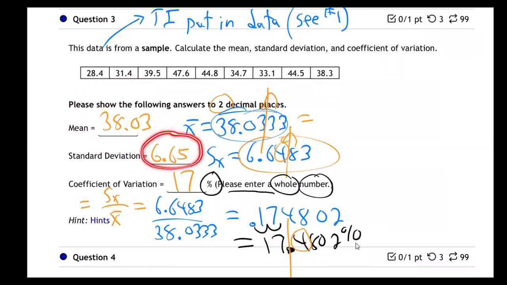The standard deviation is the average spread. It's how much the data spreads out. And this is another way of measuring the spread. It spreads out about 17% of the average value. So the average spread is only 17% of the average value. That's what that's telling us. And that's how we calculate that.